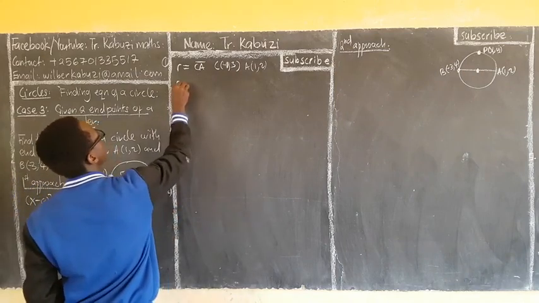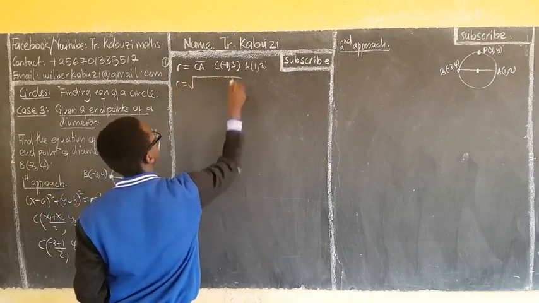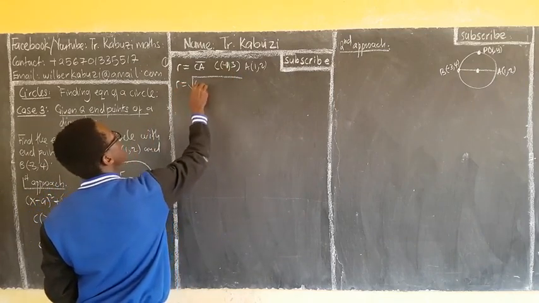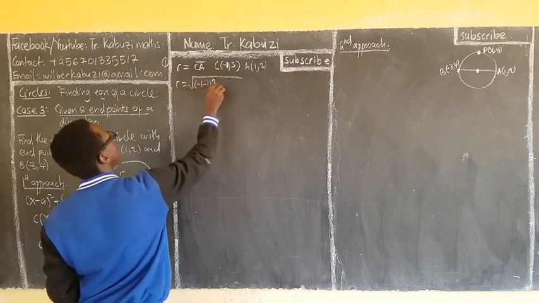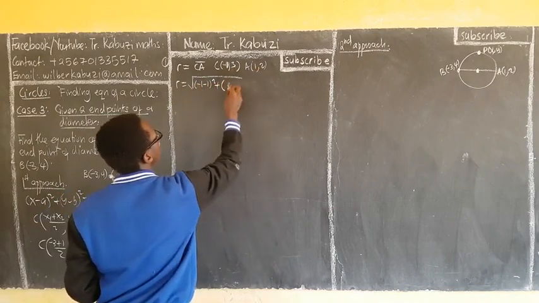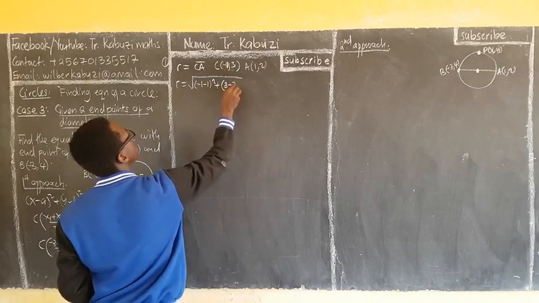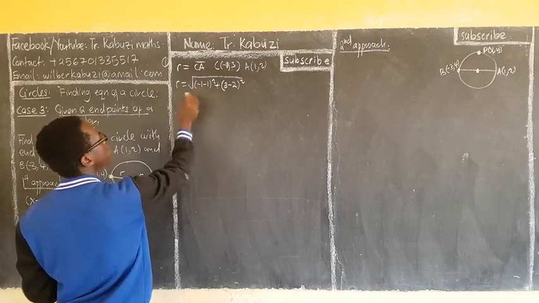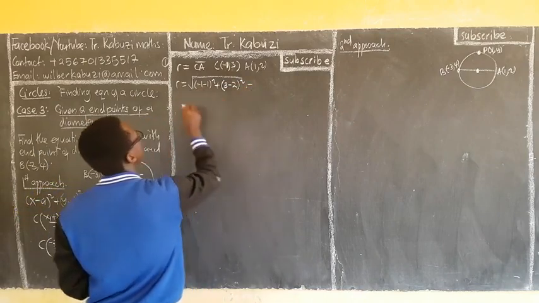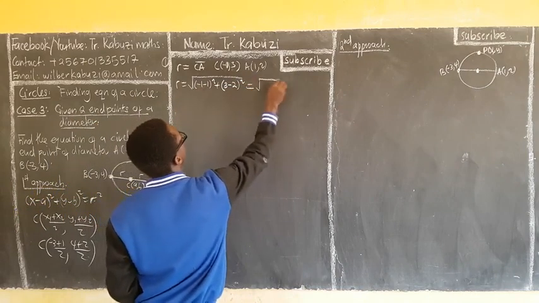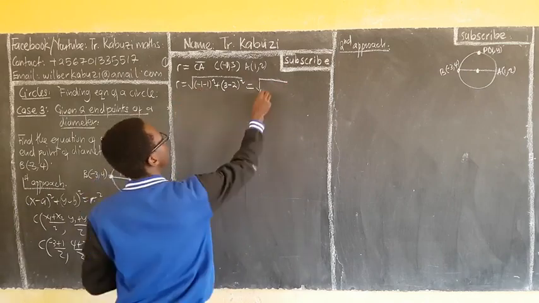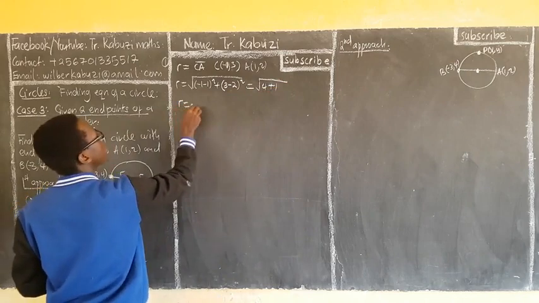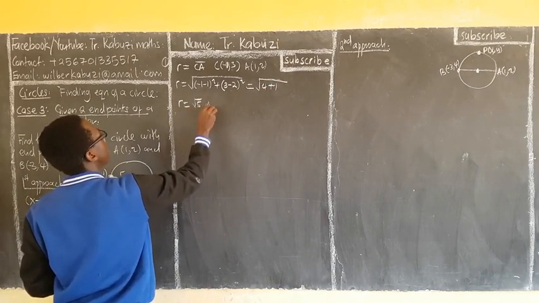From the distance between two points, we say the square root of (x1 minus x2) squared plus (y1 minus y2) squared. So this will be negative 1 minus 1, squared, plus 3 minus 2, squared, which is the square root of 2 squared, 4, plus 1 squared, so my radius is root 5 units.